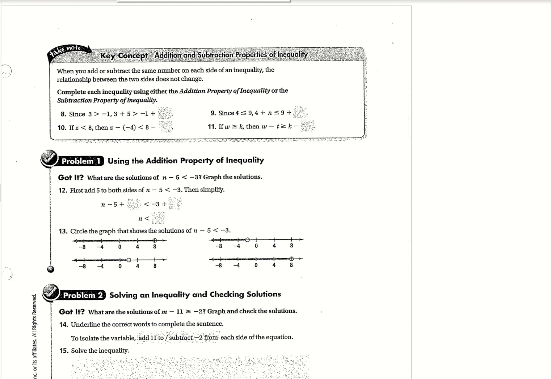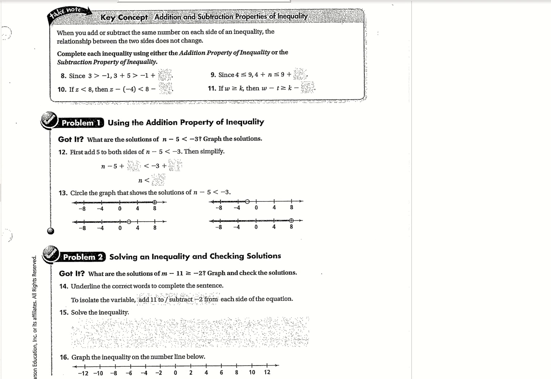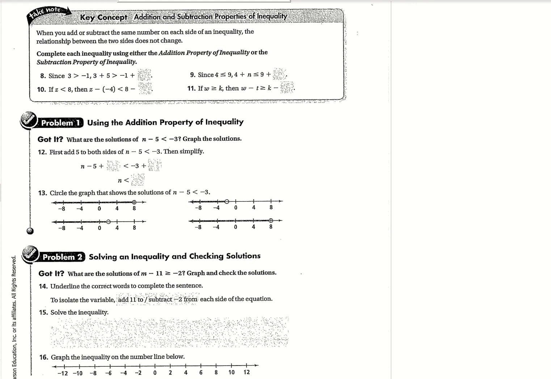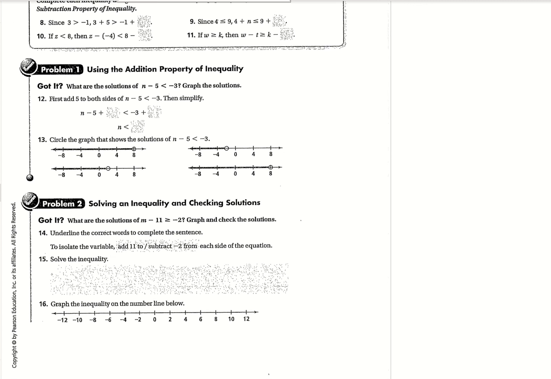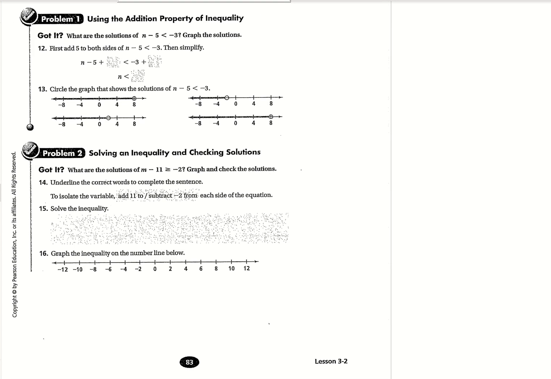For inequalities, you're really just going to do it the same way that you would do equations, right? You're going to solve it the same way. So these are one-step inequalities. We're going to solve it the same way we would solve one-step equations. So this first example on problem 1, they give us n minus 5 is less than negative 3. It asks us to find the solutions.